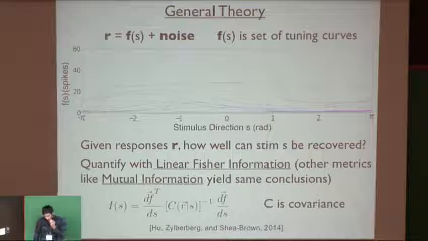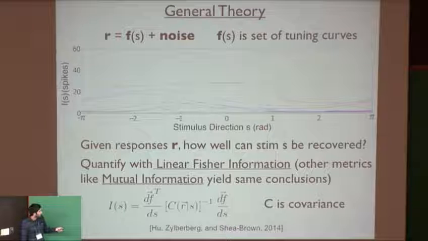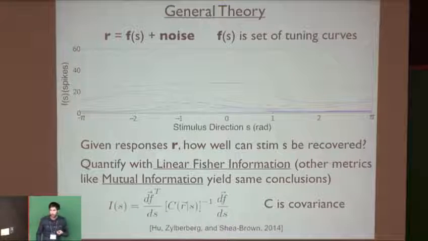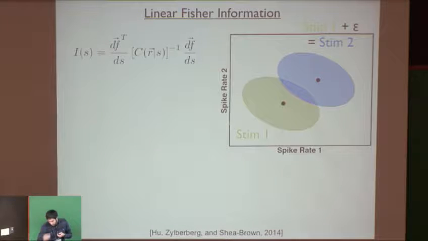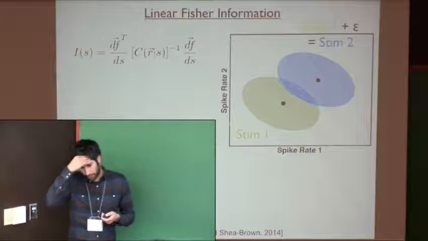So what is this Fisher information? It's the following quantity. It depends on derivatives of these tuning curves with respect to the stimulus s, and then the inverse of the covariance matrix of the responses conditioned on the stimulus. And geometrically, it has the following sort of flavor.